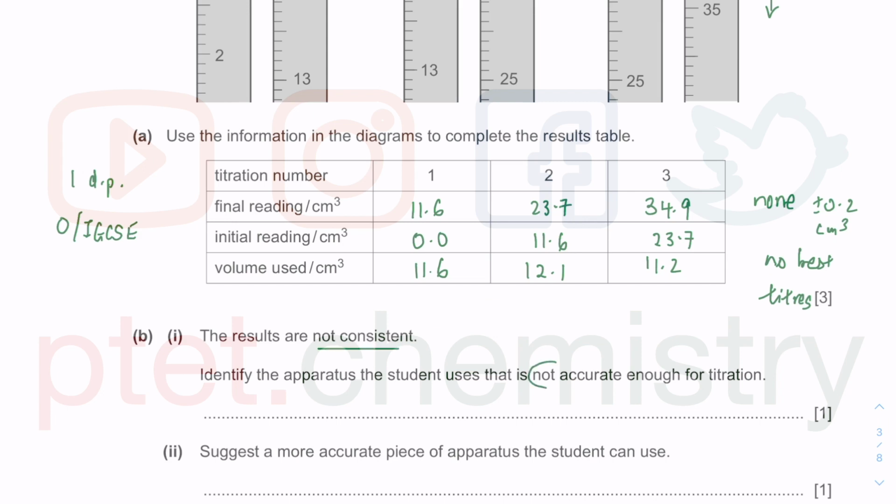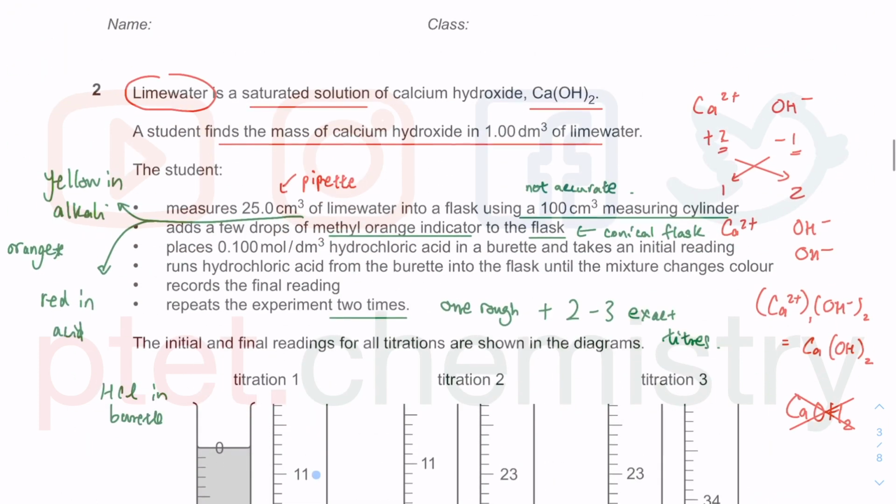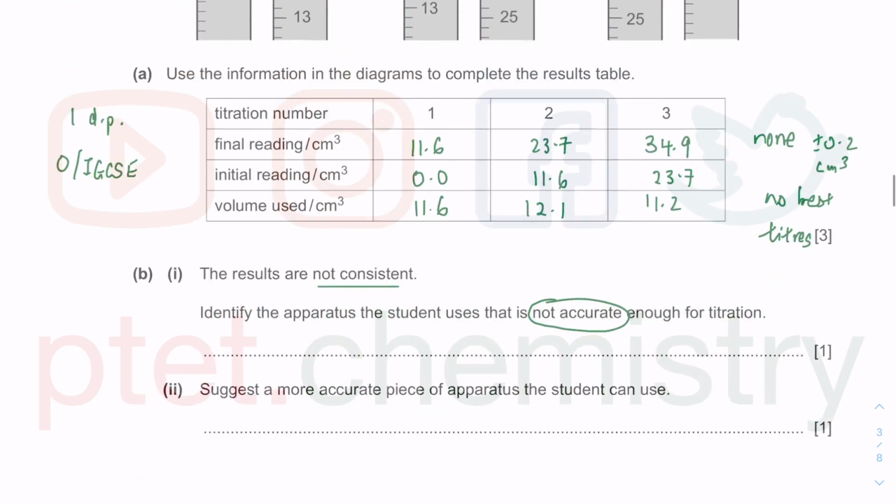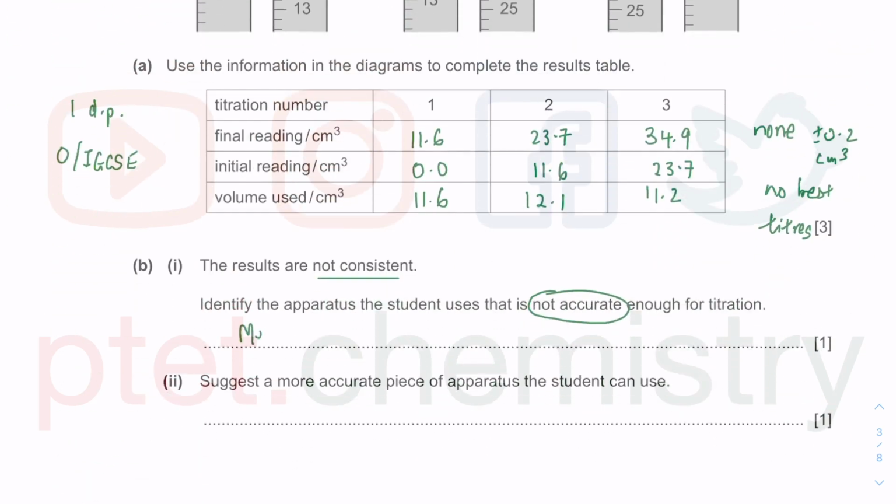And I did identify just now, I said earlier, this student should really have used a pipette, because that's what we would have used to transfer the thing that goes into the conical flask. We shouldn't use a measuring cylinder. So measuring cylinder is not accurate. So that is the measuring cylinder. And of course, to make it more accurate, we just use what we would normally use, which is the pipette.